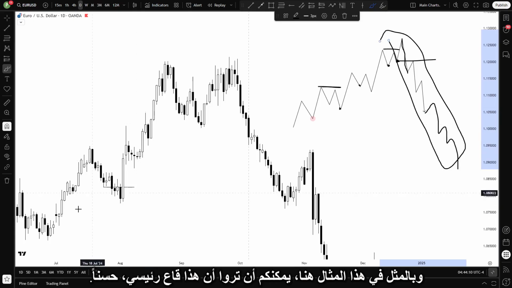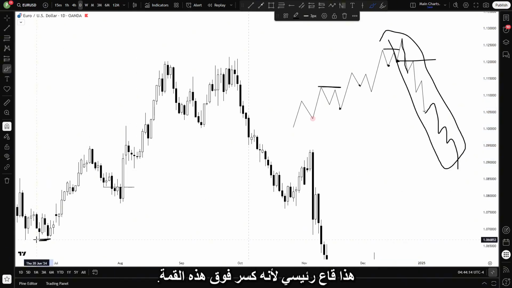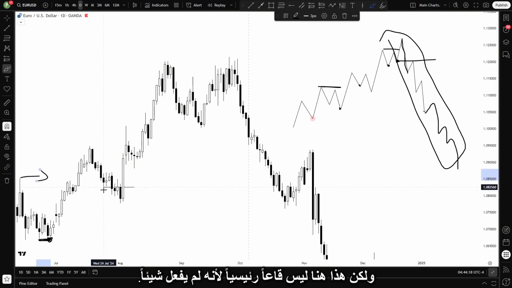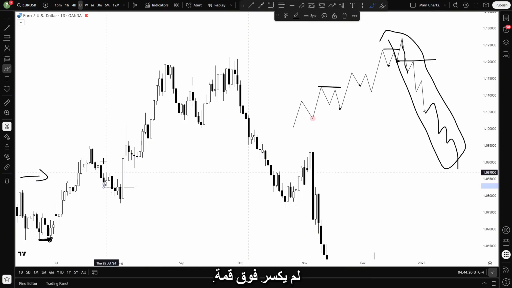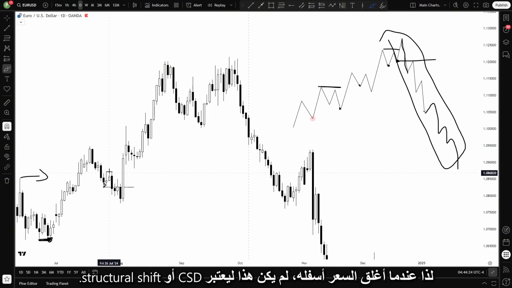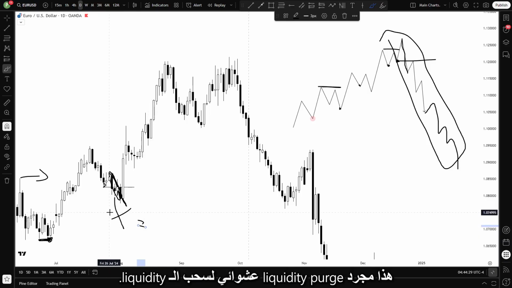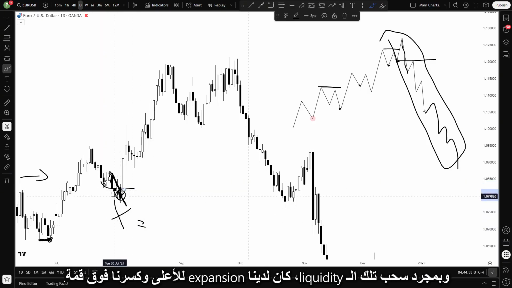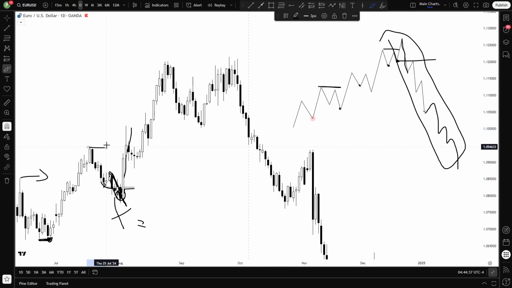So similarly, in this example right here, you can see this is a key low, right? This is a key low because it broke above this high. But this right here isn't a key low because it didn't do anything. It didn't break above a high. So when price closed below it, this wouldn't have been a CSD or a structural shift. This is just a random liquidity purge to take out liquidity, and once that liquidity was taken out, we then had an expansion higher and broke above a high.